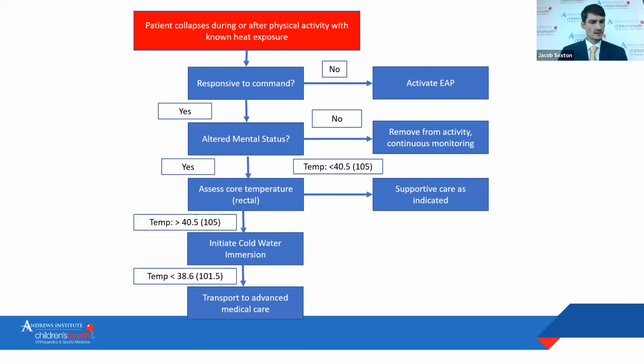If there is evidence of altered mental status, then you need to assess the core temperature, and it needs to be rectally. If the temperature is less than 105 or 40.5 degrees Celsius, supportive care at that point in time. If they have altered mental status, though, I'm still going to have a low threshold for cold water immersion and go ahead and transport them at that time. Now, if they do have a temperature greater than 105 and there's evidence of altered mental status, initiate the cold water immersion, put the rectal thermometer in, stick them in the cold water, get them below that 101.5 mark, and then transport them to advanced medical care.